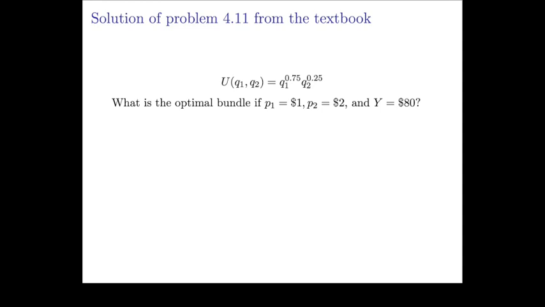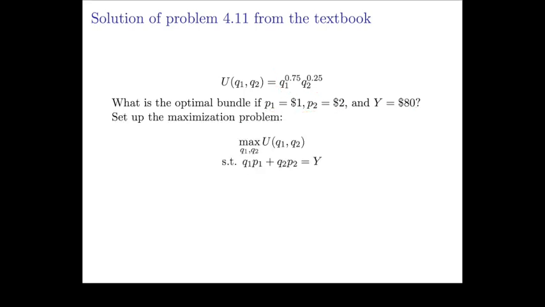Let's solve problem 4.11 from the textbook. The question gives us the utility function u of q1, q2 is q1 to the 0.75, q2 to the 0.25, and asks us what the optimal bundle would be if the price of good 1 is 1, price of good 2 is 2, and the consumer's income is 80.